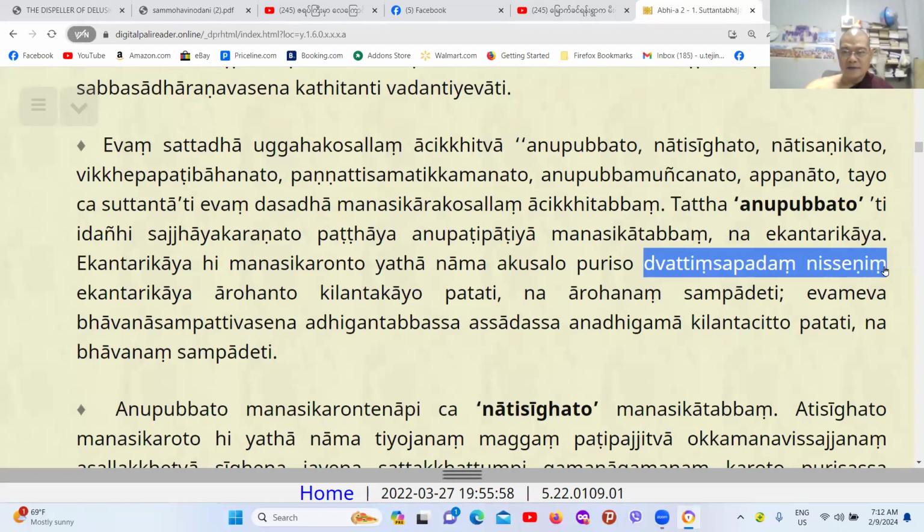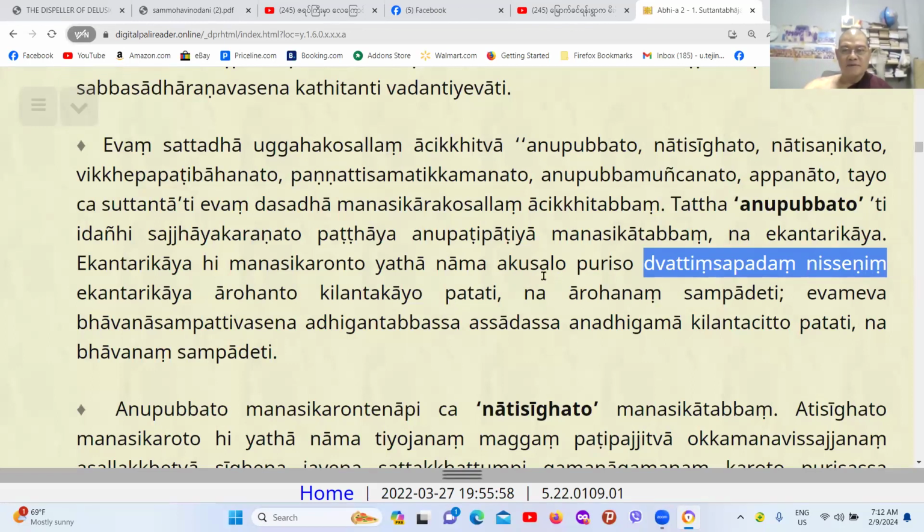The 32 parts of the body, like 32 steps of a ladder. Ekandrikaya arohanto, where we climb up with a ladder, if we do not climb up the steps one after another, if we step over some, so we will be tired. Our body will be tired. Then we will fall down here.